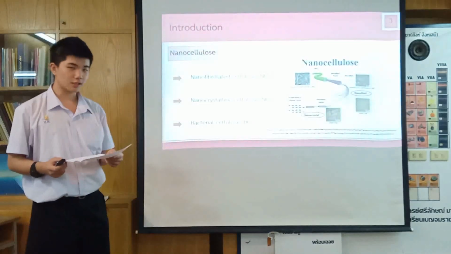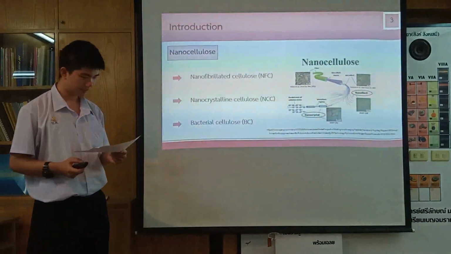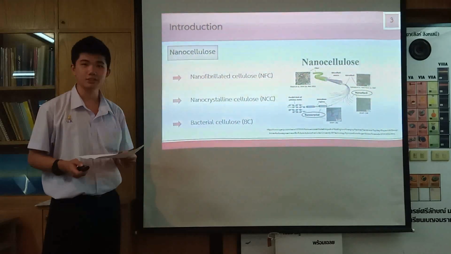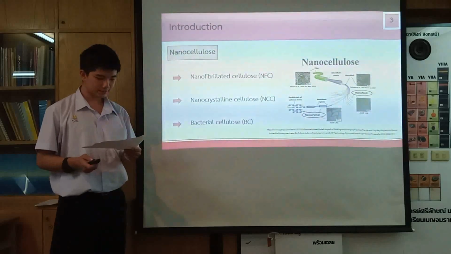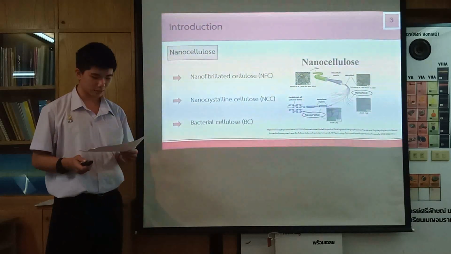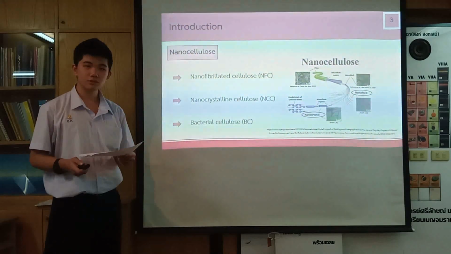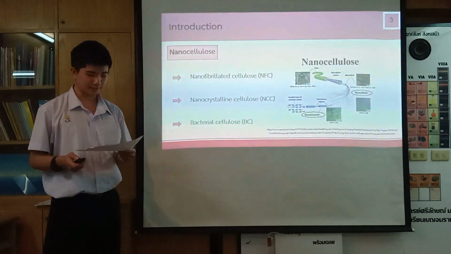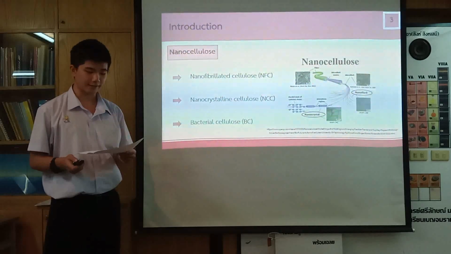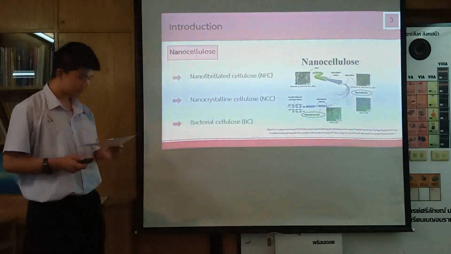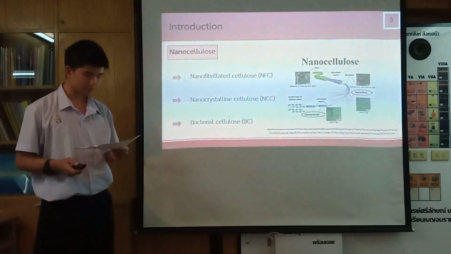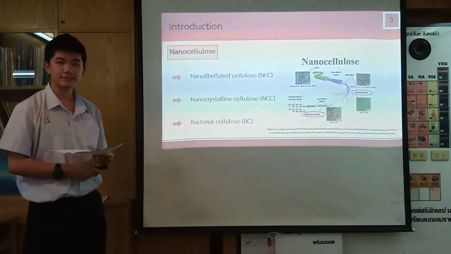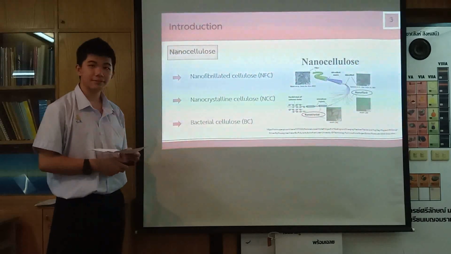Next, I will talk about nanocellulose. Nanocellulose is a term referring to nanostructured cellulose. It's considered a sustainable nanomaterial due to its availability, biodegradability, and biocompatibility. It exists in a number of forms, including nanofibrillated cellulose, nanocrystalline cellulose, and bacterial cellulose.